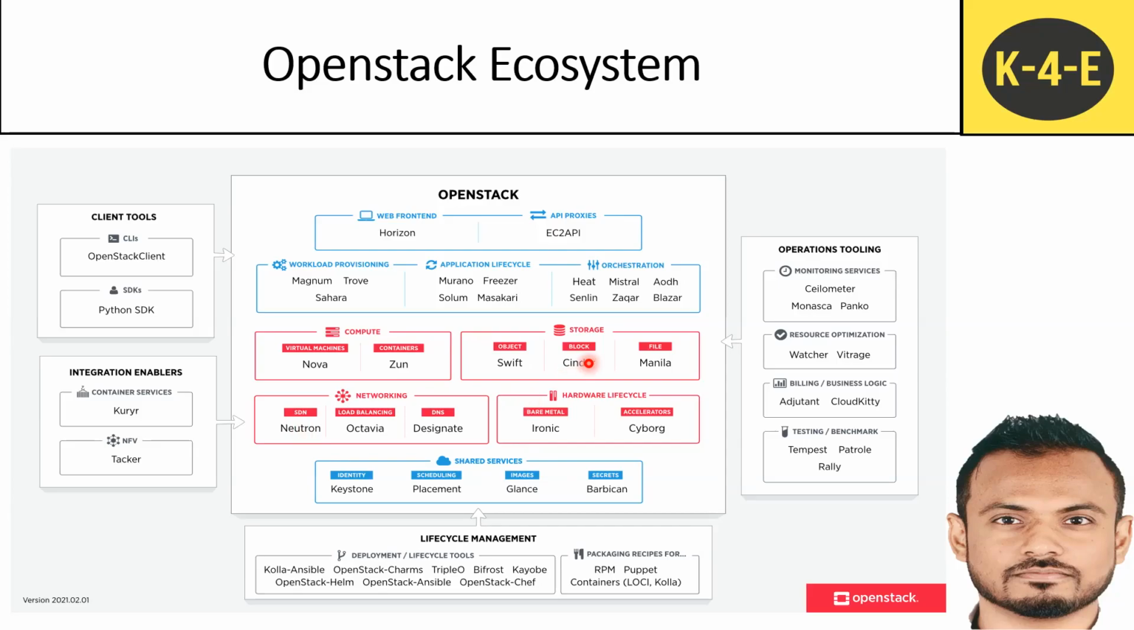Then another important service is Cinder. So we have different types of storage services. If you go with the traditional method, where you get a hard disk and connect it to your operating system, then what happens? You have to first get it recognized. After recognizing, what do you do? You partition that hard disk, right? After partitioning, what do you do? You create a file system.